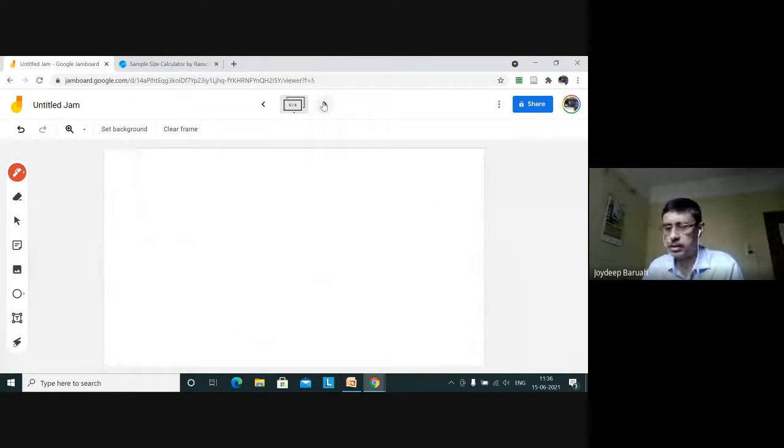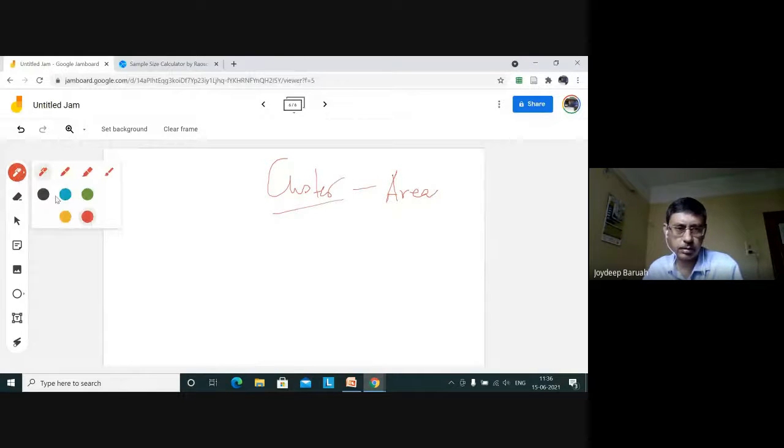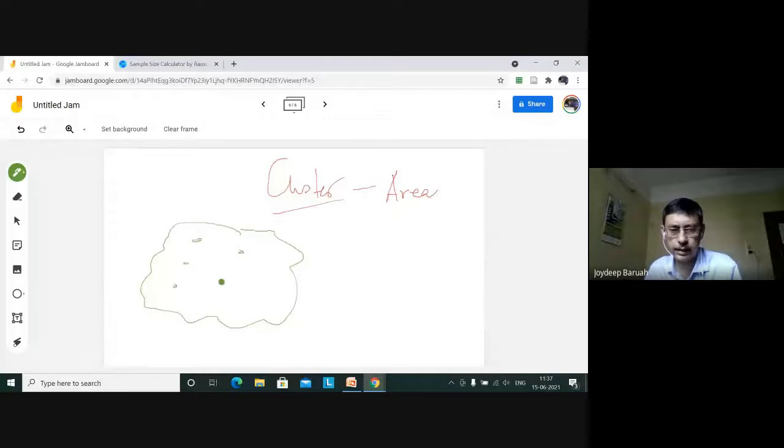Now the next important sample, which is called cluster, is based on area. All right, area. Suppose there is a village. Suppose this is your village, and you have households all over the place. You find that these households are in a large village, and suppose there are 500 households. So we can split this cluster village into something like this.